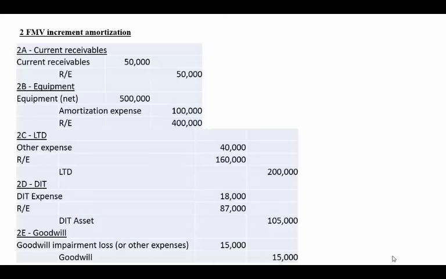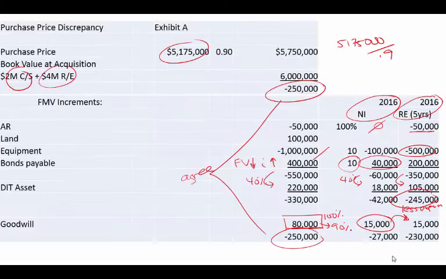Okay. Once you've completed your fair market value increment amortization elimination entries, it's a good idea to go back to the right-hand columns of your goodwill schedule and just make sure that the entries are having the impact that you were expecting based on your calculations in that schedule. So if we jump back to our goodwill schedule, we can see we were expecting a net impact on income for the year of $27,000 less expense. So that would be an increase to net income. And by the end of 2016, the impact on our ending retained earnings should be $230,000 less expense.